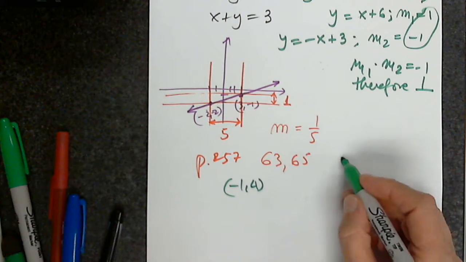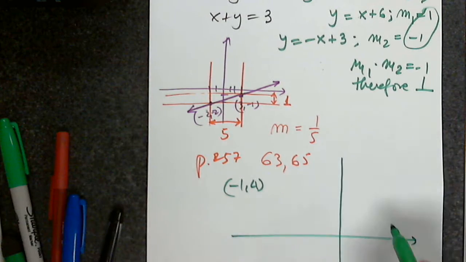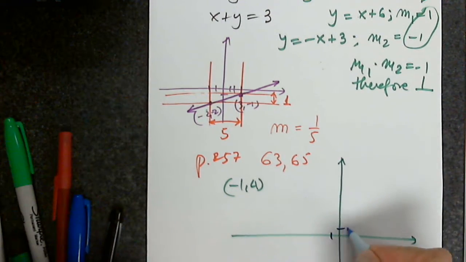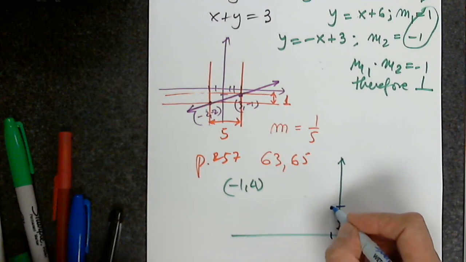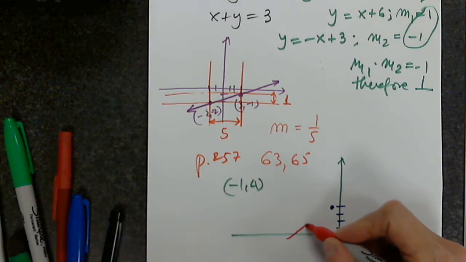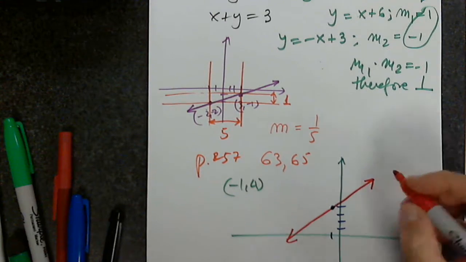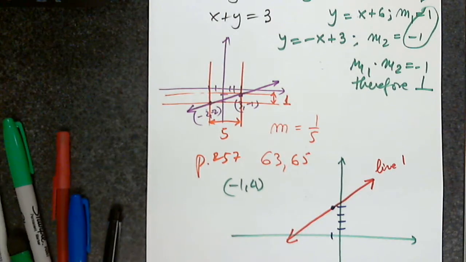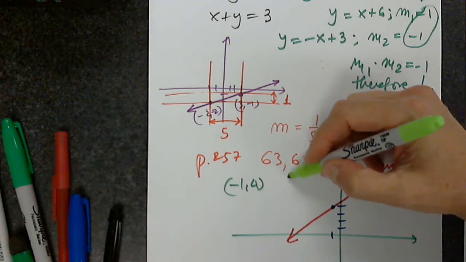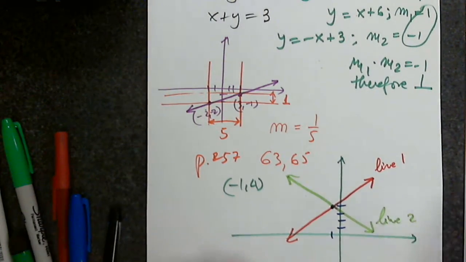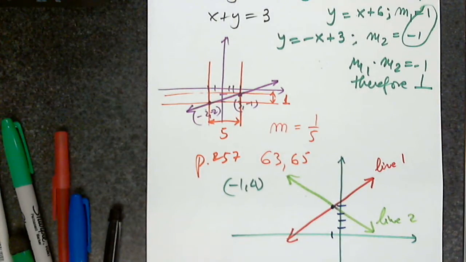Okay, so here is my take on it. -1, 4 is definitely here. And now I'm going to draw two lines that have the solution as a system. This is my first line. I'm going to say line 1. And this is my second one. I'm going to say line 2. And that's it. That's all I had to do.